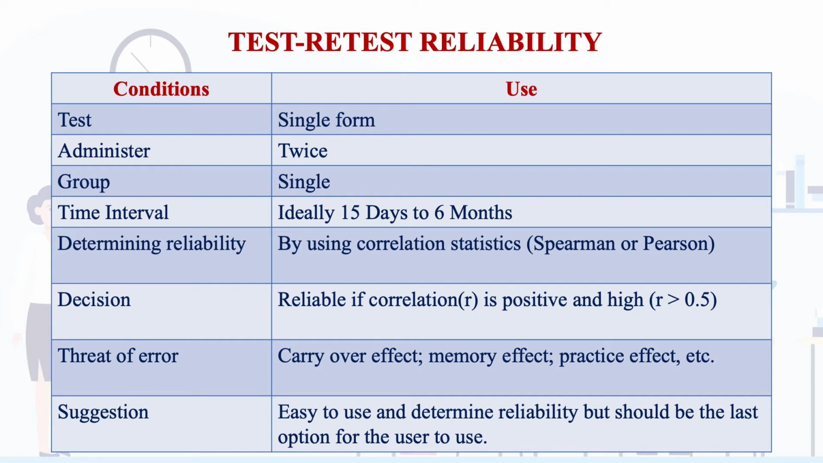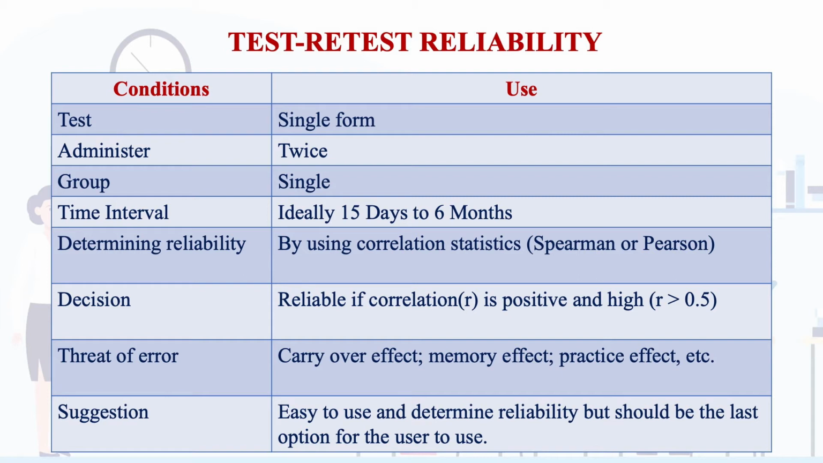When the single test is administered twice upon the single group of students, you will find two sets of scores, because you have administered it twice. Then what you have to do? After getting two sets of scores, you have to find out the reliability coefficient of these two sets of scores by using either the Spearman method or the Pearson method. The condition for the decision of reliability is that it is reliable if the correlation coefficient r is positive and high. That means r is greater than 0.5.